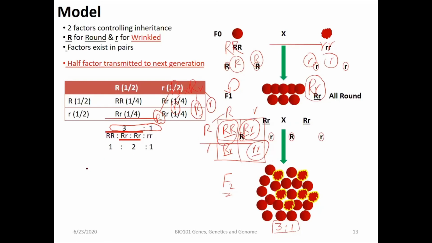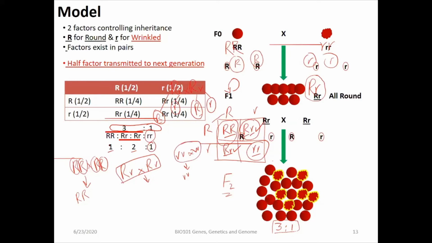Now, if I have capital R from F2, and I self-pollinate, I will get all rounds, because only one factor can be contributed by a parent. If I have these ones, heterozygous, I will get 3:1, no? Because this is like F1. And if I get small r crossed to small r, it will always be wrinkled. So that's why I can get 1:2:1. These are two impure rounds and one pure wrinkle and one pure round.